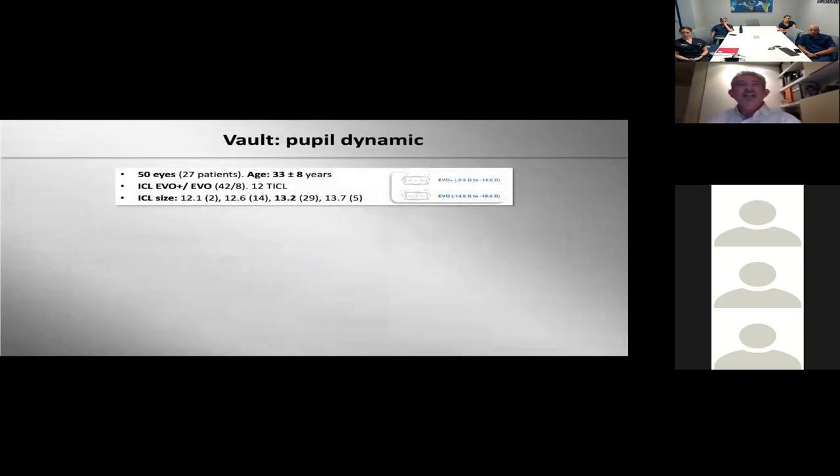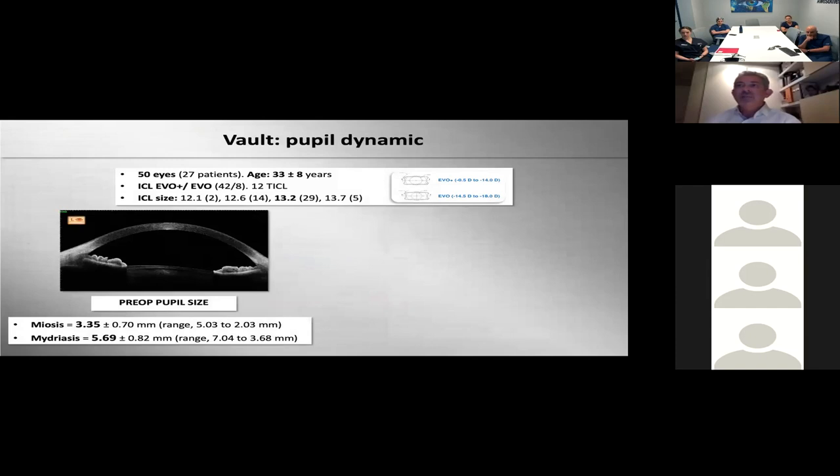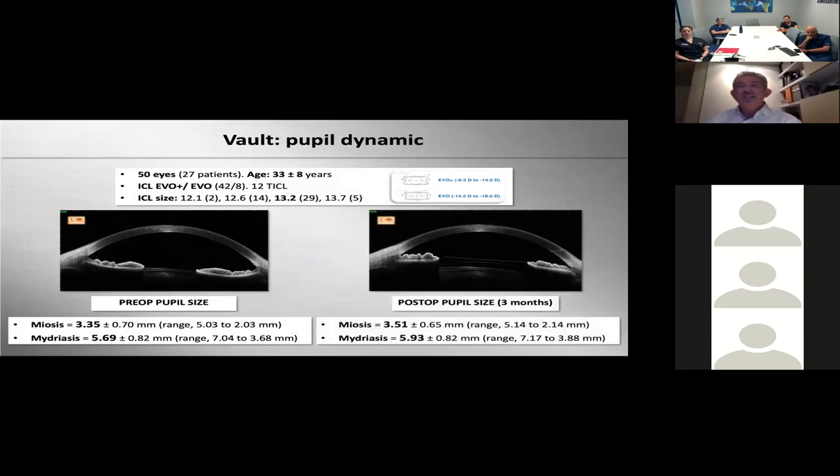Here you have the study described. The sample comprised 50 eyes from 27 patients. The mean age was 33 years old, mostly the spheric ICL model, EVO Plus. The most implanted size was 13.2. These are the pre-op pupil size measurements. And this is 3 months after ICL implantation.